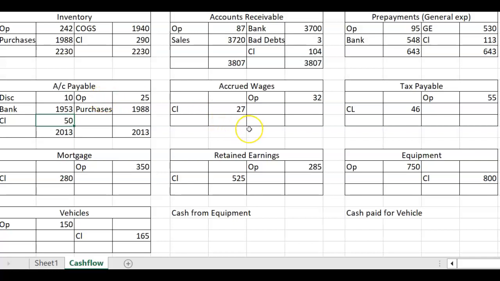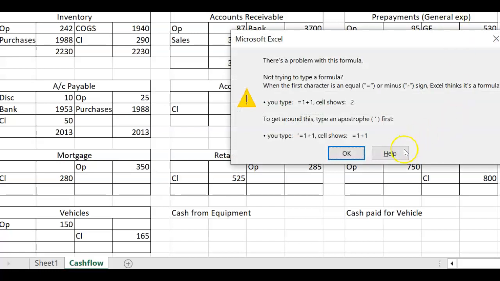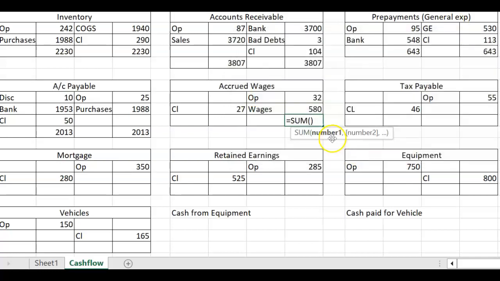Accrued wages, fortunately, this one's a bit easier for us. An opening balance, going to put our wages in. 580. You'll see that on page 4. Total that side. Bring the total across. And simply the bank is the difference, the cash paid for wages.